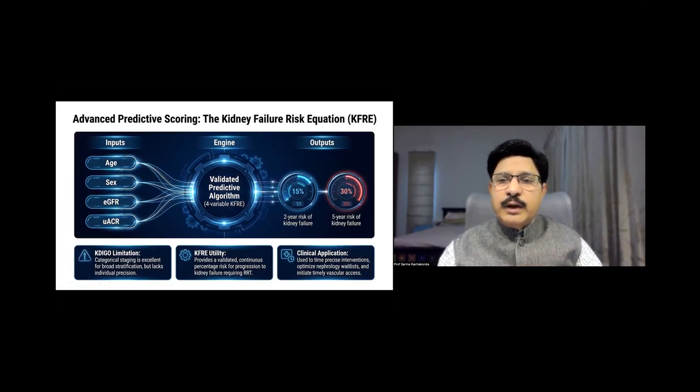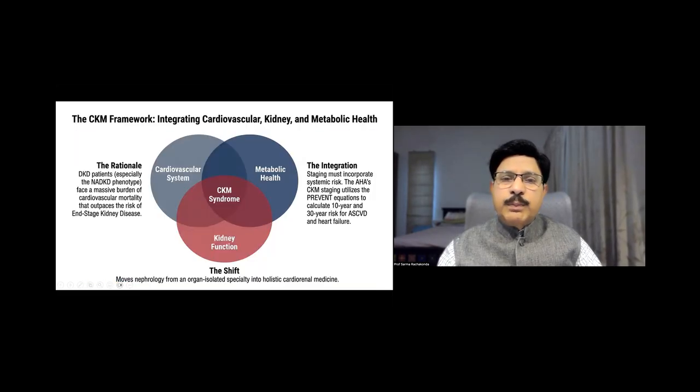Then you will be given 2 outputs. What is the 2-year risk? What is the 5-year risk? If the 2-year risk is more than 15%, it is a serious condition. If the 5-year risk is less than 30%, it is less serious. KDIGO limitations, KFRE utility, and clinical application should be borne in mind.